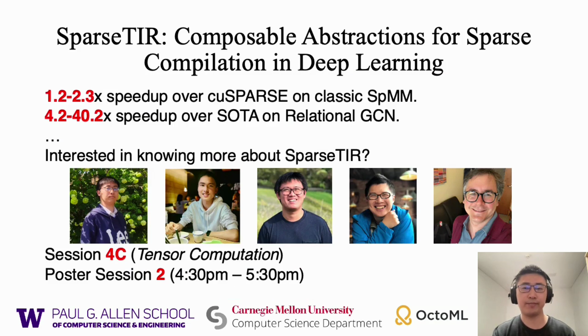SparseTIR achieves impressive performance on various benchmarks, notably 1 to 2 times speedup against cuSPARSE on SpMM, and up to 40 times speedup against Sputnik libraries by kernel fusion.